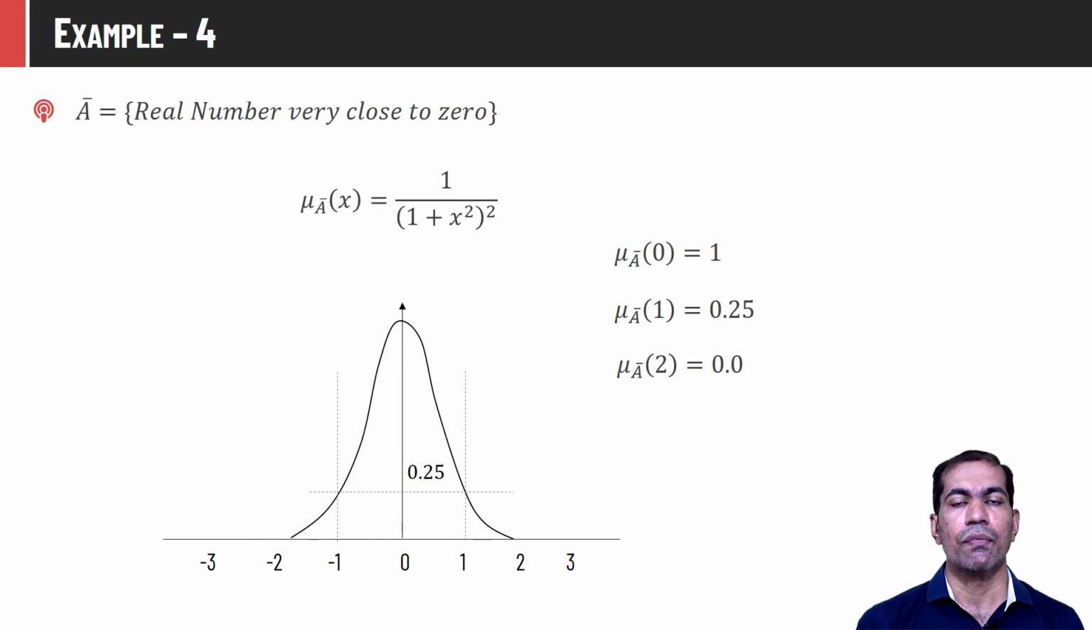In an identical way, we can define different sets like real numbers very close to 0, and that can be modeled by mu A bar of x is equal to 1 upon 1 plus x square whole square, and so on.